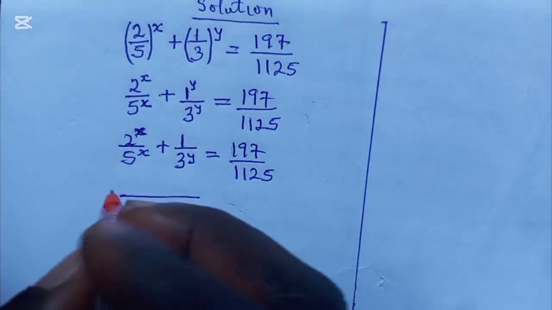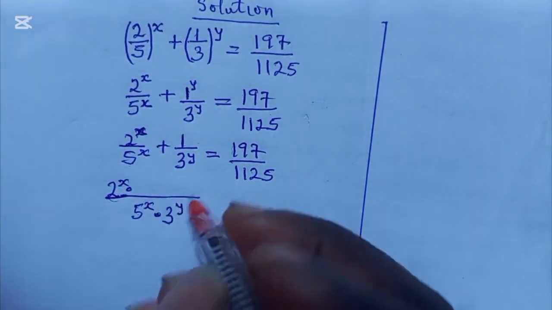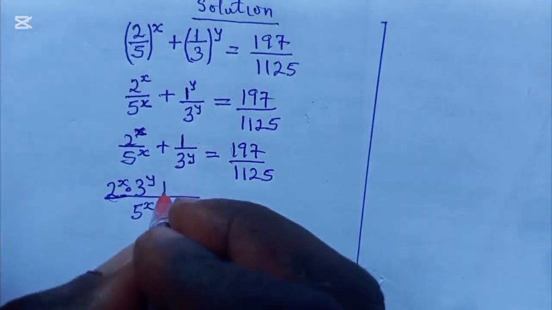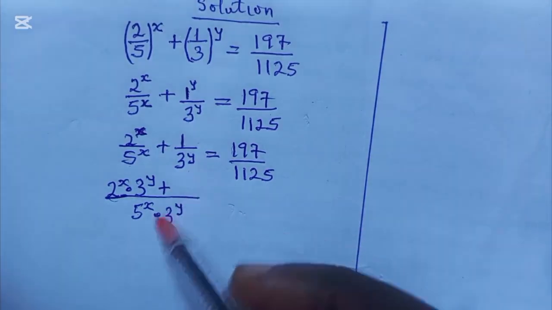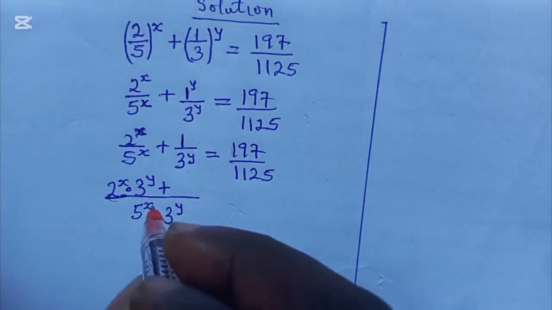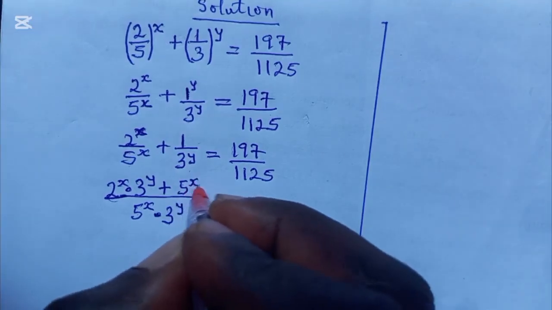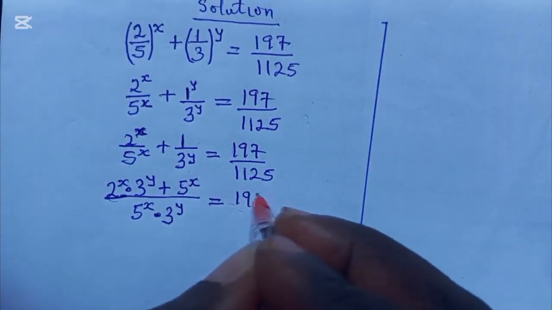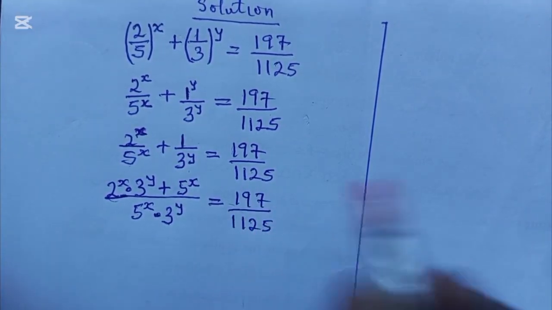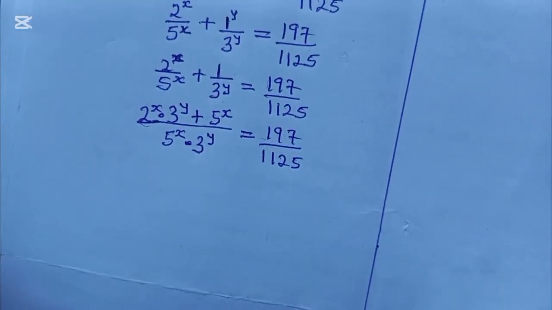Then multiplied by 2, we're going to have 2^x times 3^y. Plus, if we divide 5^x times 3^y by 3^y, we are going to have 5^x times 1, that's 5^x, which is equal to 197 divided by 1125. So we can solve further.